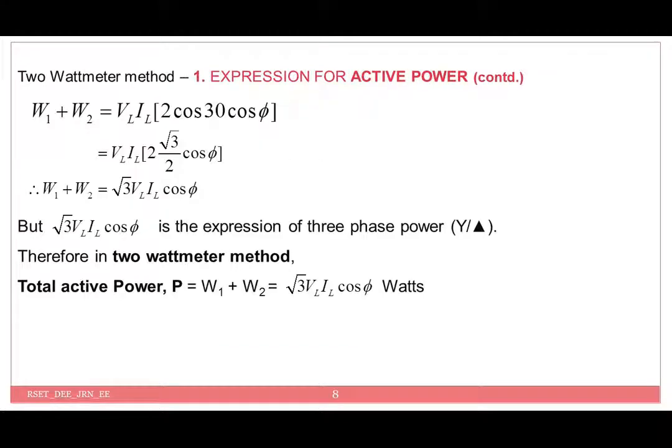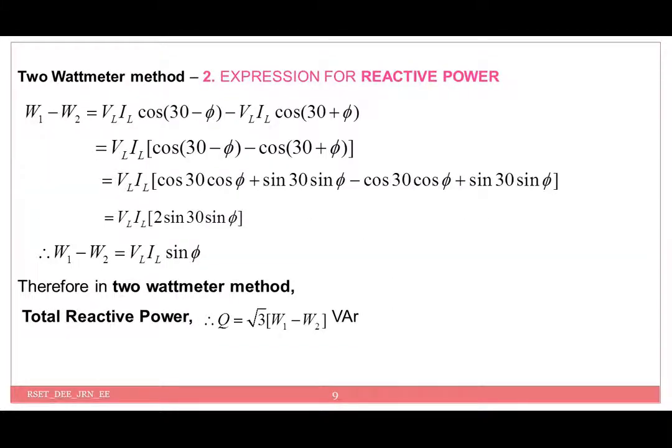So we had done the operation W1 plus W2. Now again the same wattmeter readings, but now what I am doing is W1 minus W2, and see what you are getting. The same thing, VL IL cos(30 minus φ), but here subtraction, VL IL cos(30 plus φ). Doing the very same operation, VL IL being common taken out, cos(30 minus φ) minus cos(30 plus φ), expanding the same, you will be getting VL IL [cos 30 cos φ plus sin 30 sin φ minus cos 30 cos φ plus sin 30 sin φ]. These two will get cancelled. So you are getting VL IL 2 sin 30 sin φ.